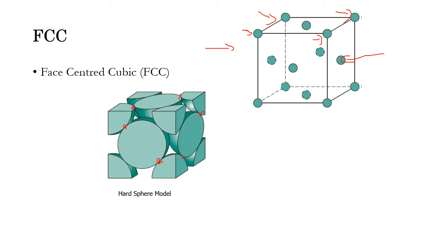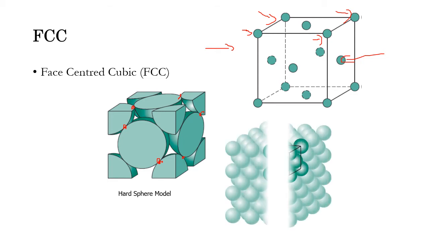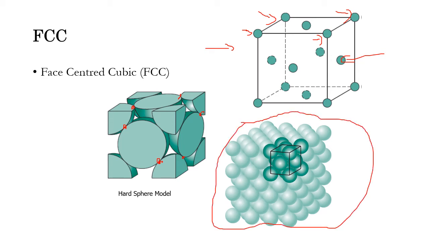We saw in the case of the body-centered cubic crystal structure that the atoms were touching each other along the body diagonal. However, in the case of the face-centered cubic crystal structure, the atoms touch each other along the face diagonal. So this is the material, and there are several atoms, and one of the cells of the FCC crystal structure is highlighted here.